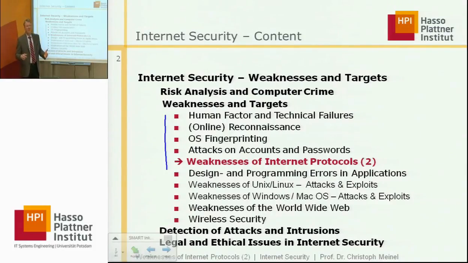We discussed that it is possible to break into an IT system, to misuse some functionality on very different levels. We started with discussing human factors and technical failures. We discussed how one can get information about implementation details from the TCP/IP stack that is used, from the operating system that's used, and this type of reconnaissance attack gives the attacker the possibility from outside to detect details of victim systems and to prepare attacks.